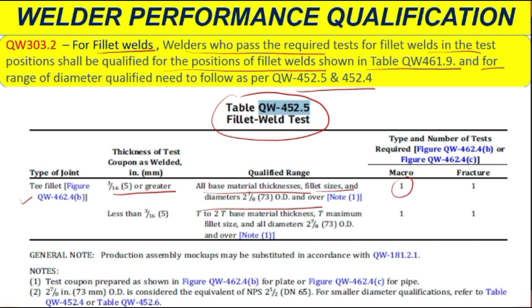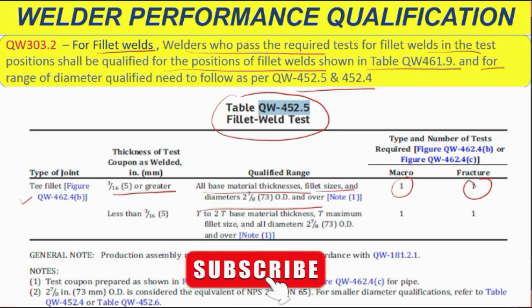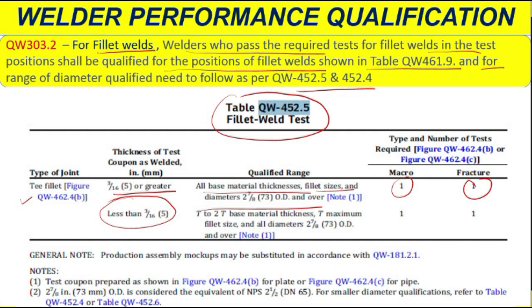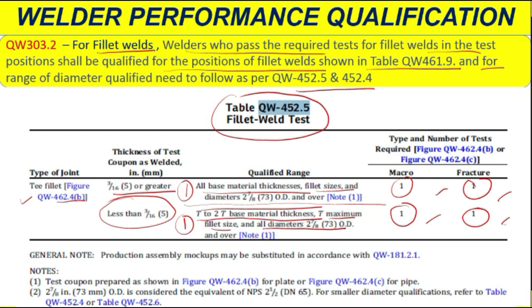T fillet is 3/16 or greater, all base material thickness, fillet size and diameter, 73 mm OD and over. One macro and one fracture test is required. So this is the fillet weld test requirement. If it is less than 5 mm, then T to 2T base metal thickness, T maximum fillet size and all thickness, 73 mm OD. Then only one macro and one fracture test is required. If you go to figure 462.4(b), then you understand the T fillet, what the joint looks like. The thickness of the test coupon being 5 mm or greater is one requirement, and less than 5 mm is another requirement. So these are different requirements, but the macro and fracture test is the same, one macro and one fracture for both. So this is the fillet weld.